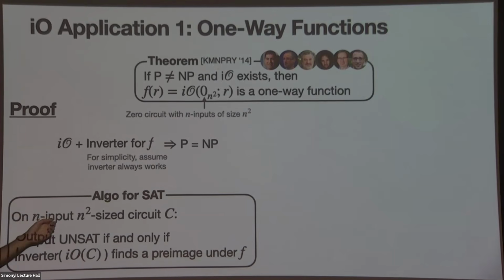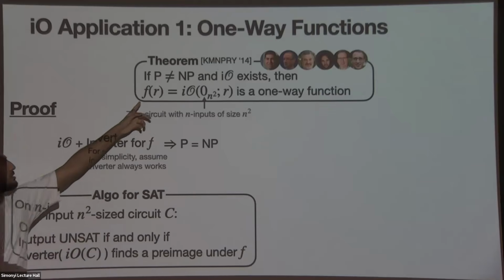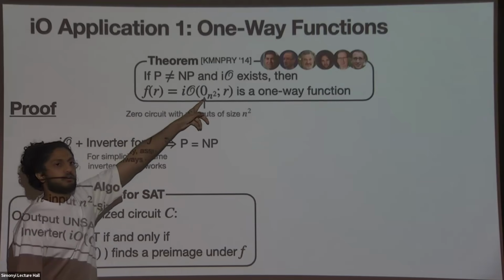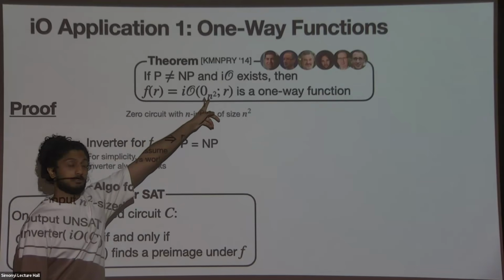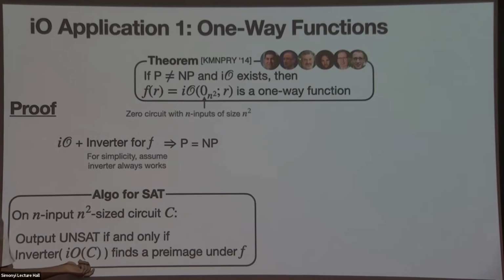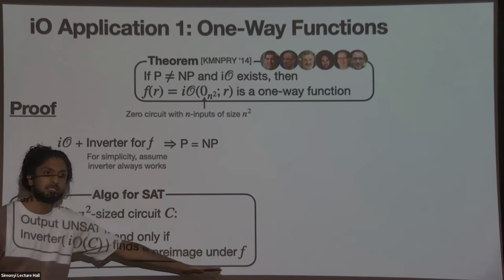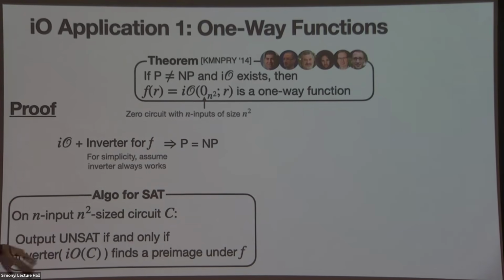So you take this circuit, you obfuscate it. The things in the range of F are obfuscations of the zero circuit, right? The obfuscation of C might not be in the range of F, but we ask the inverter to try and find a pre-image under F, and either it will succeed or it won't. If it succeeded, we say it's unsat. Otherwise, we say it's sat. Any questions? Does the algorithm make sense?